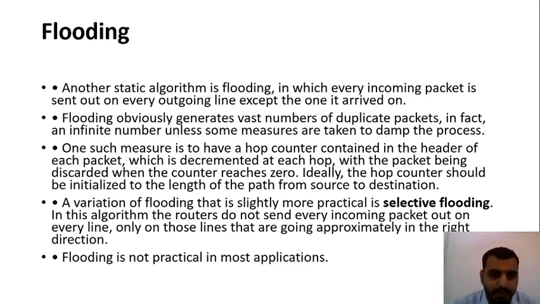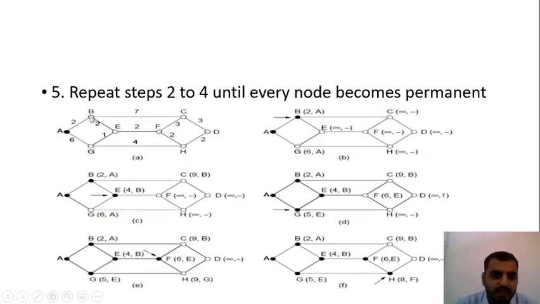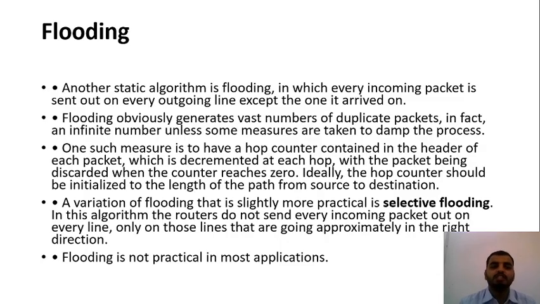What is the second one? Flooding obviously generates a vast number of duplicate packets. If you consider this example, I am at A and I am sending the data to B and G. Now G will send the data to E and C, and E will send the data to G and to F, and F will send the data to C. In the sense, this packet is being duplicated at every node.